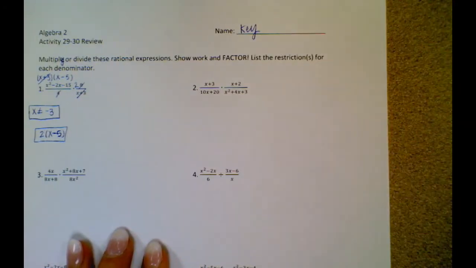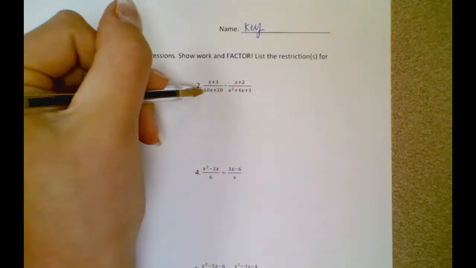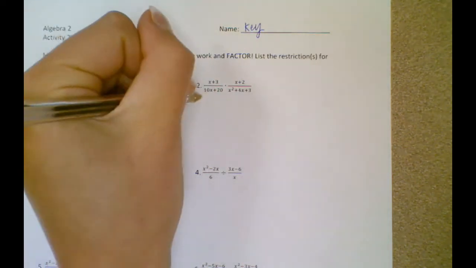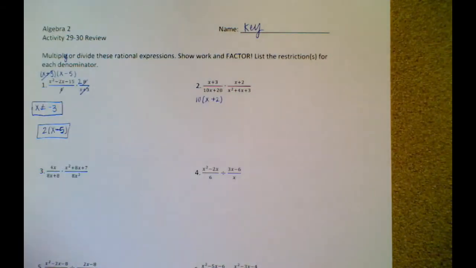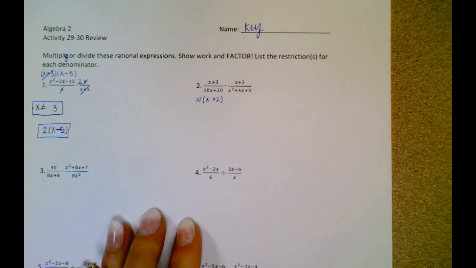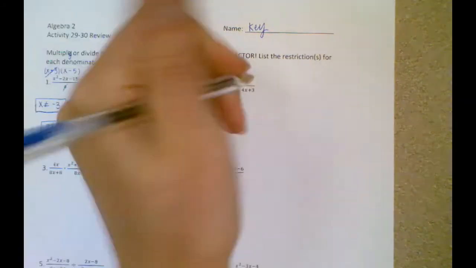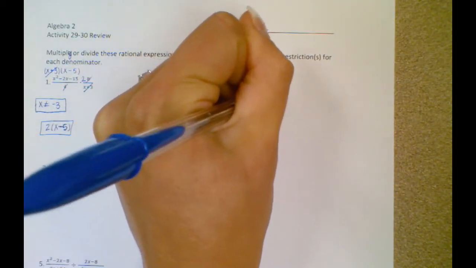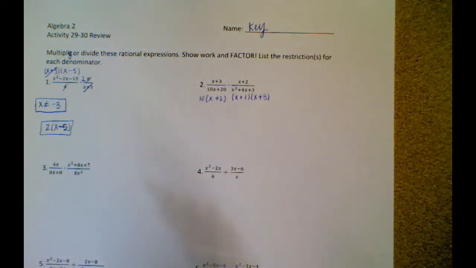All right, number 2. It looks like we're multiplying, but let's go ahead and factor everything out. Here, x plus 3, we can't factor that. This 10x plus 20, that's a GCF of 10, so I'm left with x plus 2. Remember, GCF is always the first step of factoring, so always look for that if you get stuck. I have an x plus 2 here. Down here I have x plus 1 times x plus 3. If I FOIL that, I'll end up back there.